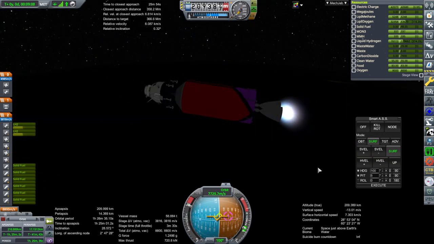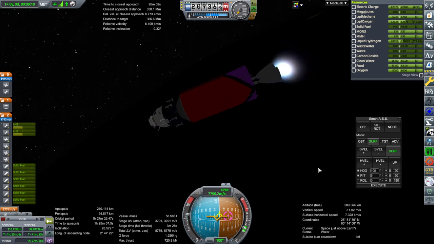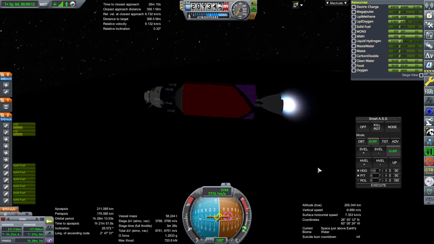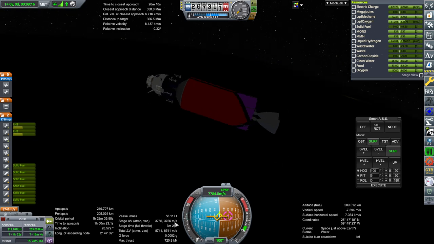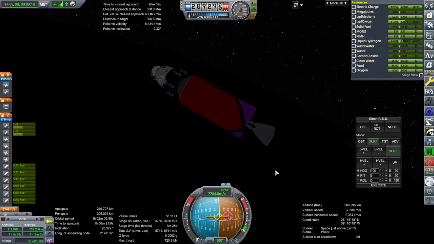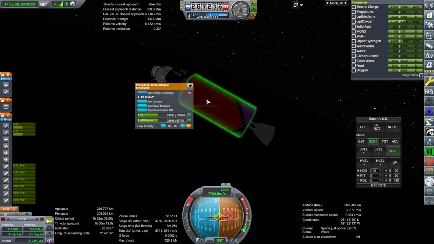Alright, making orbit here. And shut down, 219 by 205. And we've got 3,756 meters per second left. That means, depending on how boil-off shapes up here, and we do seem to have some boil-off, this tank does not have 100% MLI layers. So it does have a little bit.